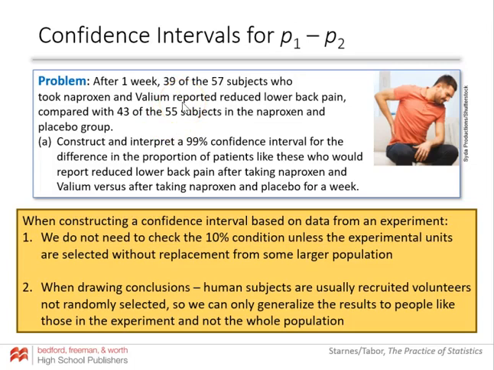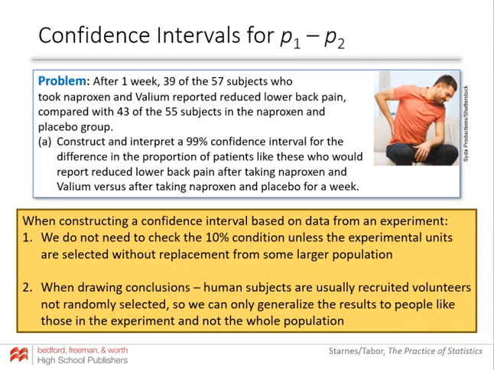The other thing is when we get to the conclusion part, typically when we have human subjects in an experiment, they are either volunteers or we went out and recruited them. So because they weren't randomly selected from the population at large, we can't generalize the results to the whole population, but we can use this phrase, people like those in the experiment. So you'll see this here in our next thing.